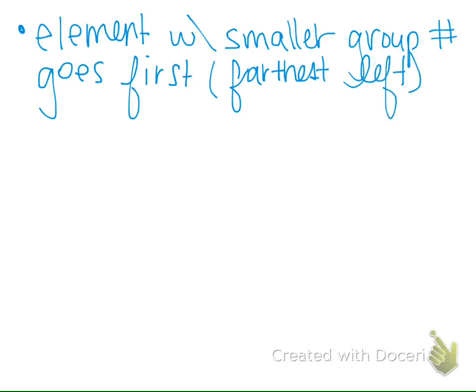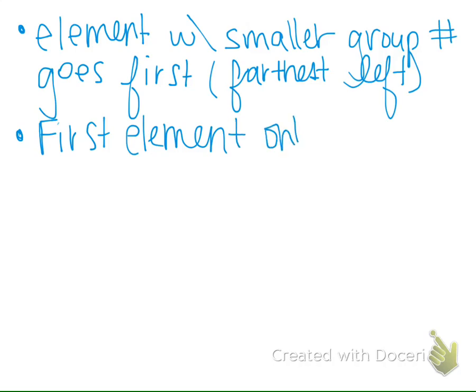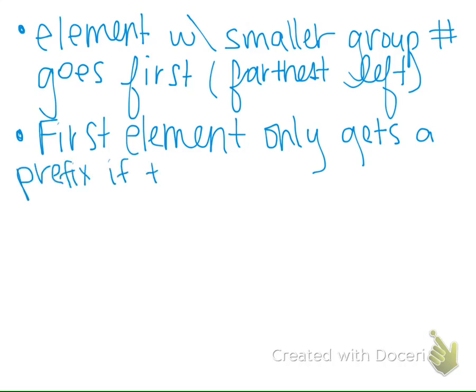Okay, our second rule says the first element only gets a prefix if there's more than one of them. So first element only gets a prefix if there is more than one.